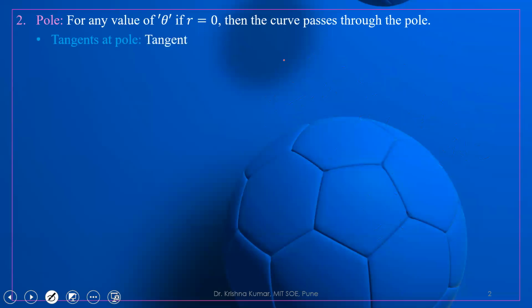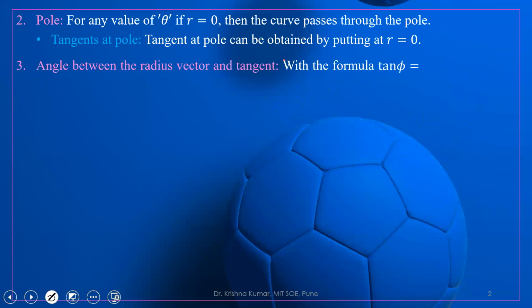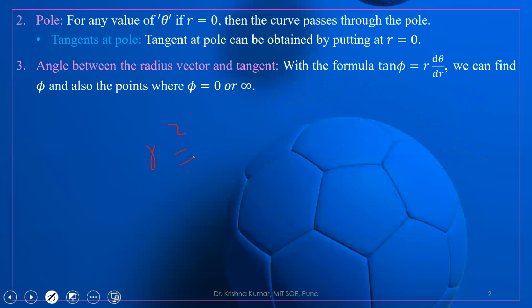Next, the second thing: if the curve passes through the pole, then how to find the tangent at the pole? The tangent at the pole can be obtained by putting r equal to 0. So we simply put r equal to 0, and then we are able to find the tangent at the pole. For example, suppose we are given r square equal to a square cos 2 theta. This is the equation of the polar curve. If you want to find the tangent at the pole, let us put r square equal to 0, so we get a square cos 2 theta equal to 0.